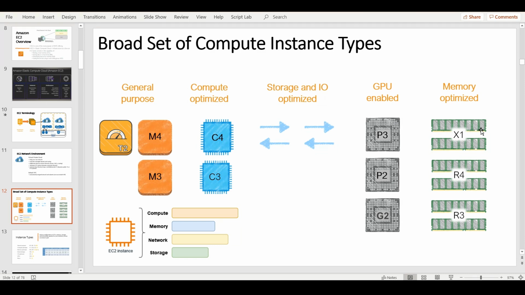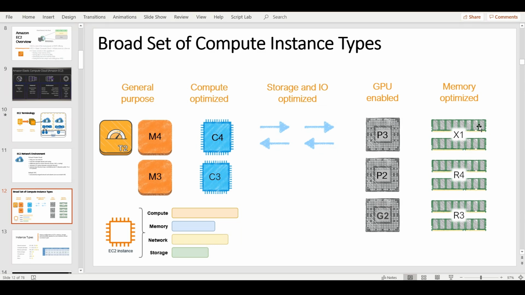When there are a lot of data sets, when a lot of processing is needed at the data level, the memory needed will be very, very high. So for the memory optimized instances, R stands for RAM, the random access memory, and there are new advanced technologies in memory. So there are some series like the X series and so on.